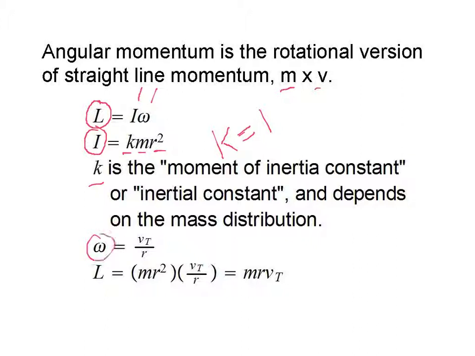Omega is equal to the tangential velocity divided by the radius. So we can take our values and we find that L is equal to I, which is the mass times the radius squared, and we've set k equal to 1, so that's not a factor, times omega, which is the tangential velocity divided by the radius, and the radii cancel out. So we get mass times radius times tangential velocity is equal to L.